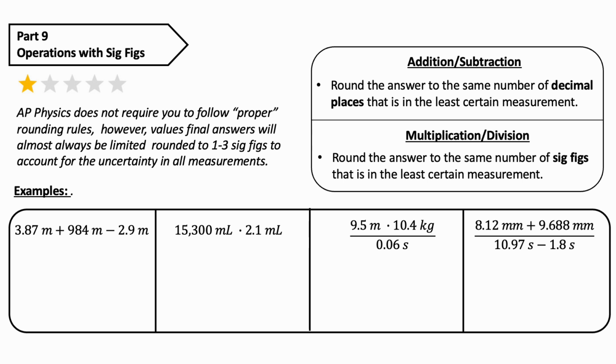So if we are adding or subtracting, the first rule is always do the math. Whenever we're given a problem, we want to use a calculator. We want to plug these numbers in. We want to do the math that it tells us to do. But what we are doing here is rounding this to make our answer a little bit less exact.